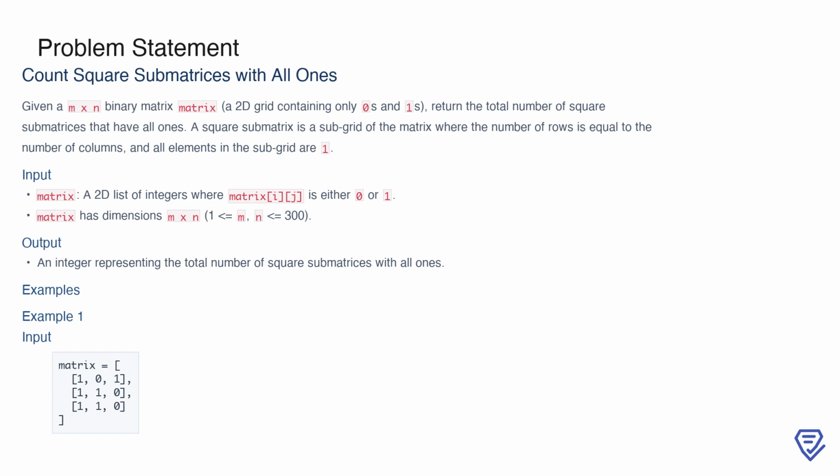and so on. Our goal is to calculate the total number of these square submatrices where every element is a 1. The input is the binary matrix itself, which can have dimensions ranging from 1 by 1 up to 300 by 300. The output is a single integer, representing the count of all such valid square submatrices. Let's explore a few examples to understand this better.